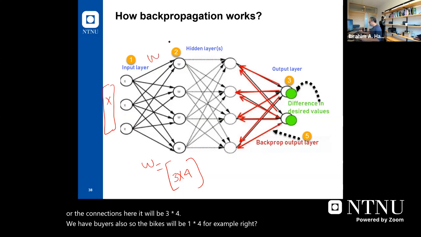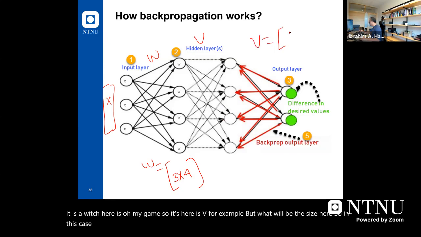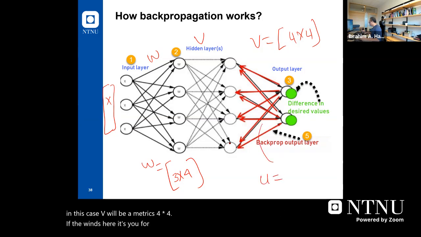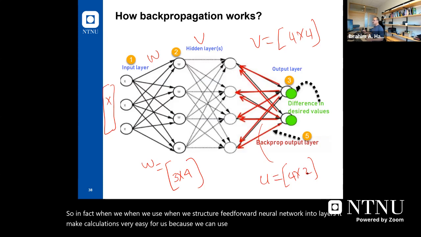If the weights here are omega, and the weights here are V, for example, what will be the size here? In this case, V will be a matrix 4 times 4. If the weights here are U, for example, it will be a matrix 4 times 2. So in fact, when we structure a feed-forward neural network into layers, it makes calculations very easy for us, because we can use matrix notation to make calculations much faster.